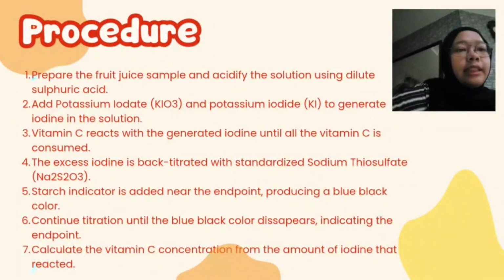Number 5. Starch indicator is added near the endpoint, producing a blue-black color. Continue titration until the blue-black color disappears, indicating the endpoint. Last but not least, calculate the vitamin C concentration from the amount of iodine that reacted.